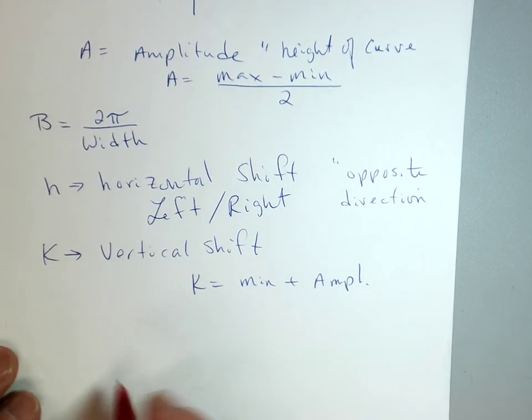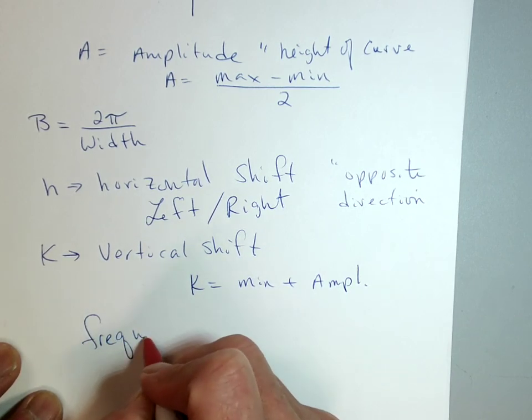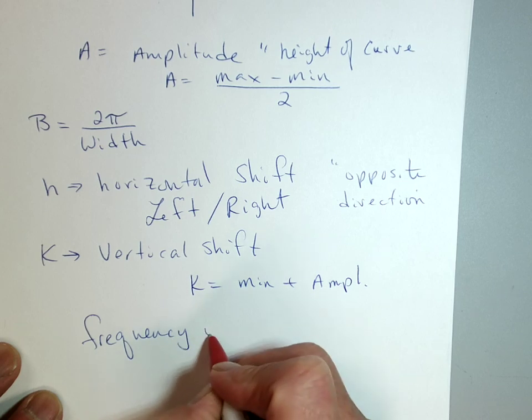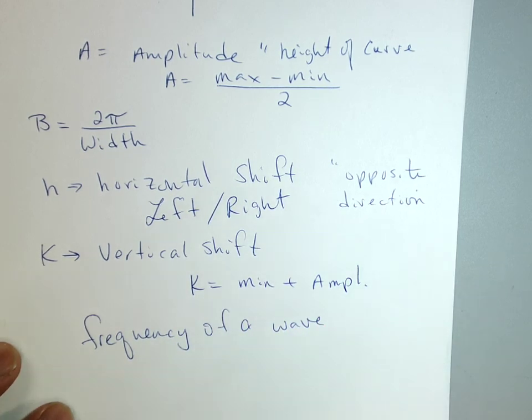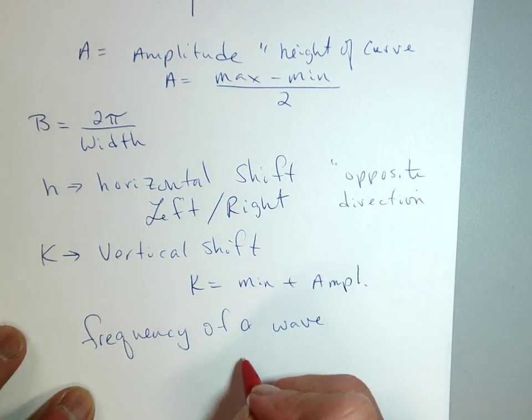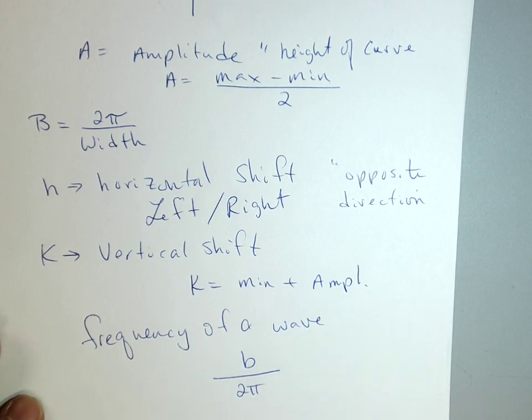There's one more thing we're going to talk about, and that's the frequency of a wave. And it is going to be b divided by 2 pi, and that's going to be the frequency of a wave, okay? Now, stop recording, and let's look at some waves.